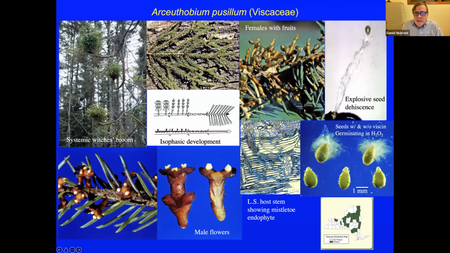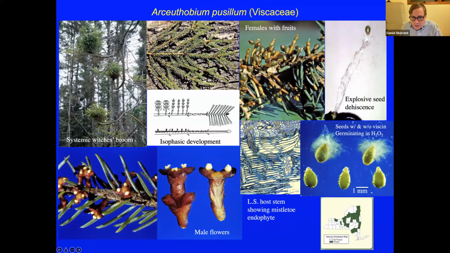Arceuthobium is known for its explosive fruits. They don't need birds to get around like Phoradendron. If you just touch them when they're ripe, the little pedicel breaks off and it shoots the seed out at about 60 miles an hour and lands many, many feet away onto the needle of a host. And then they slide down to the base, form a haustorial connection, and grow in.